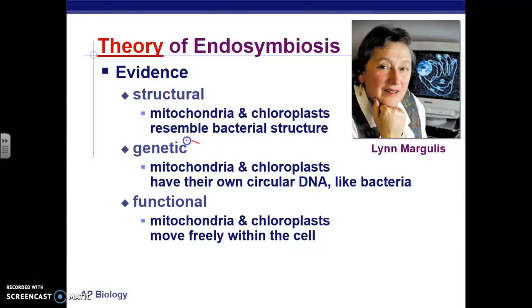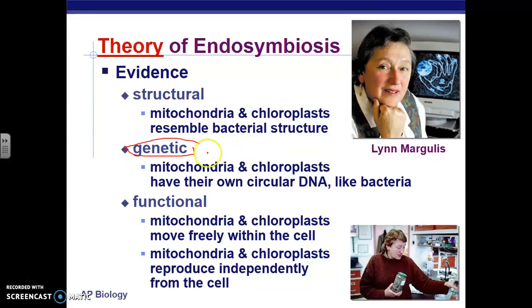The second form of evidence is genetic. And that's the idea that mitochondria and chloroplasts have their own circular DNA like bacteria. They also have the ability to move freely within the cell and also reproduce independently of the cell. In all forms of evidence, they act like they're their own organism.